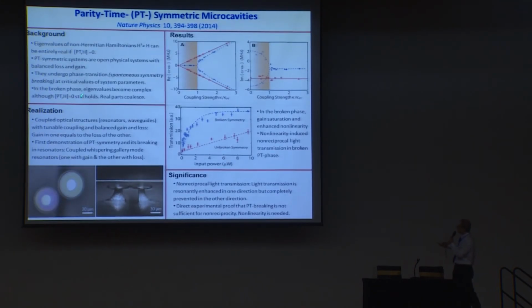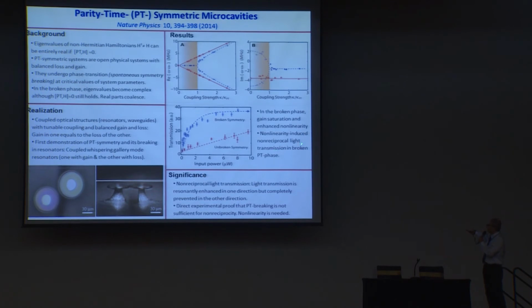Okay, the background I already described, and then this is a summary here. In the broken phase, there is gain saturation and enhanced nonlinearity. So in this case, the transmission saturates. But remember that here, this is in microwatts. This laser pointer is about milliwatts. So therefore, the light involved here is about 3 orders of magnitude weaker than the one I'm holding here with my hand. So this happens at very low power.